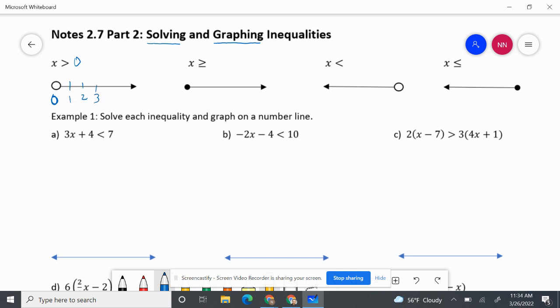Now, greater than or equal to, and let's just say the number is 0, would mean that it includes the value of 0 and everything greater than it. 1, 2, 3.